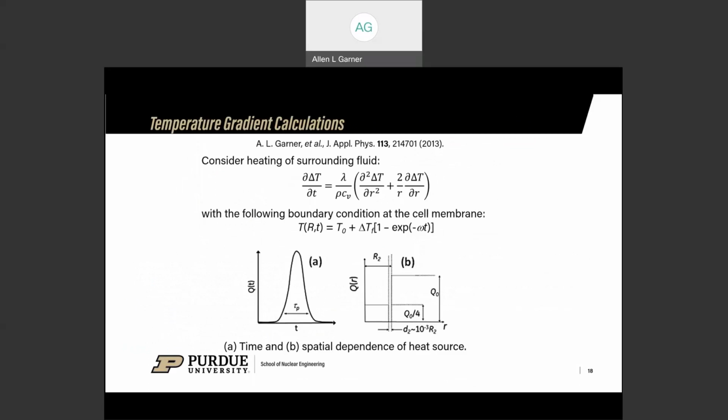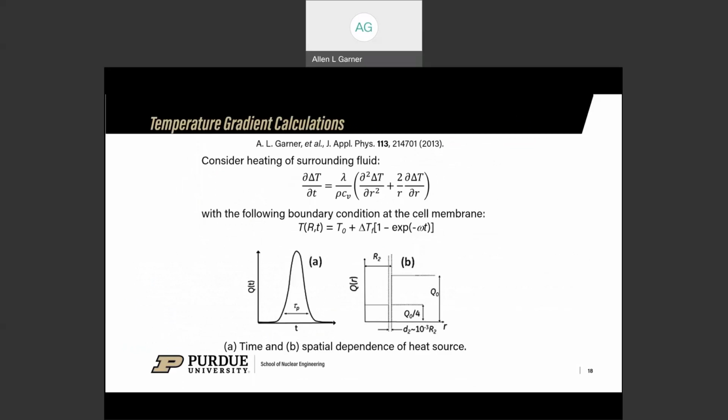That leads to the next thing. So I mentioned before this microwave thing that we're trying to understand. So one of the things that we did was we calculated the temperature gradients. And we assumed this simple Gaussian type of shape shown in A as the temperature. We have boundary conditions and equations.